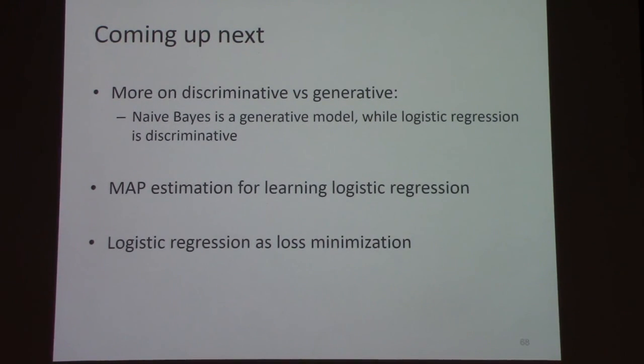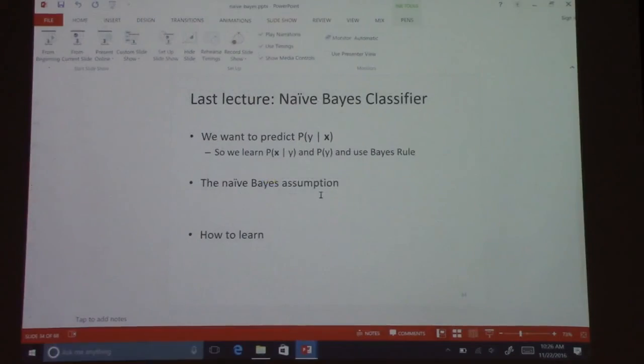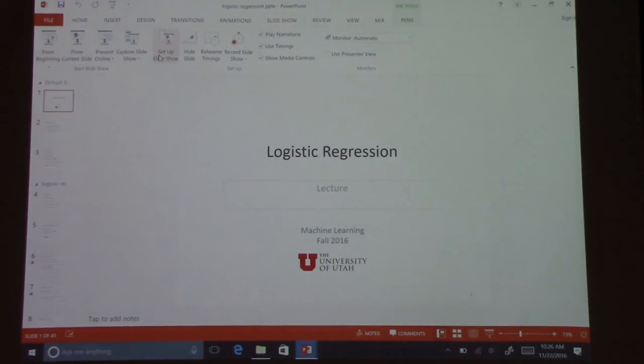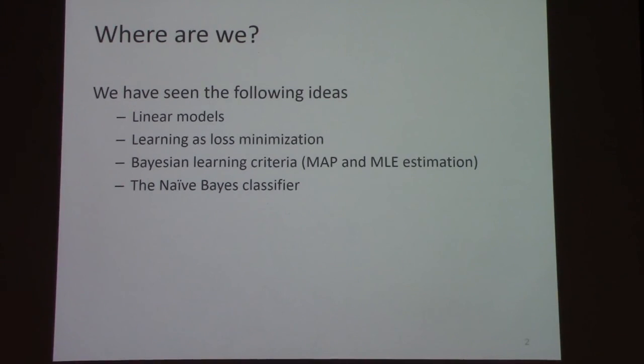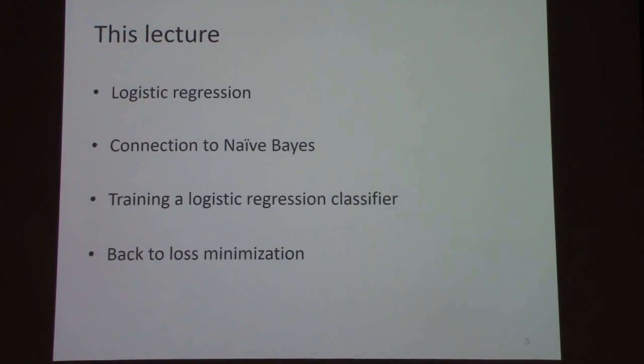Alright, in the 5 minutes that are left, I'm going to give a quick introduction to logistic regression, and then in the next lecture, which is next week, we're going to talk about logistic regression in more depth. So we've seen linear classifiers, we've seen learning as loss minimization, we've seen Bayesian learning criteria, MAP and maximum likelihood, and we've seen the Naive Bayes classifier. Turns out logistic regression is an interesting synthesis of all these 4 ideas. So let me just define what logistic regression is.